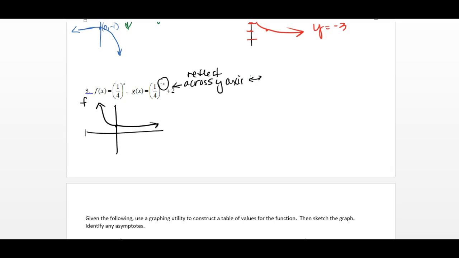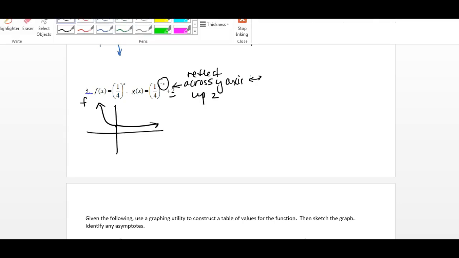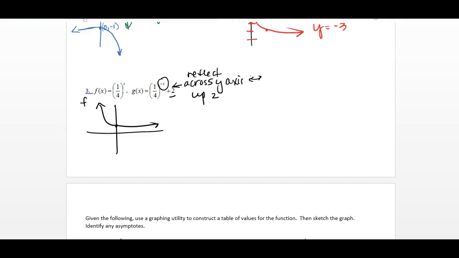If that negative was out front of the 1/4, it would reflect over x, but since it's just with the x value in the equation, it's reflecting over the y. And the +2, hopefully you know that's going to move us up 2 units. So what is that going to look like? Well, let's move this point right here up 2, 1, 2. And if I flip this around, this curve is doing this thing right here. That's my g of x curve.